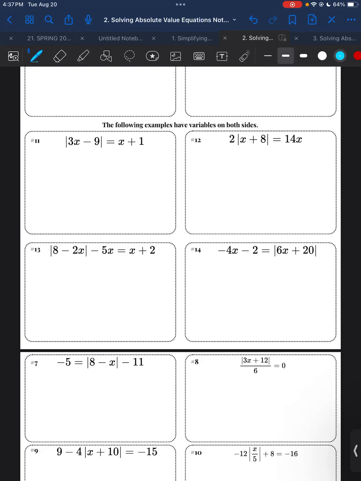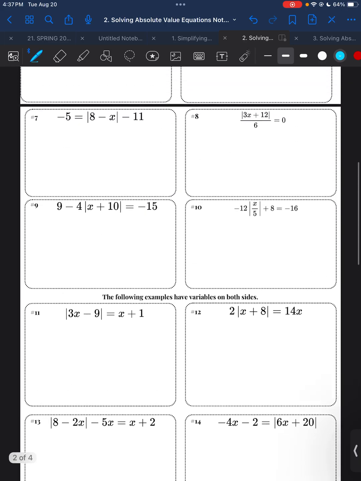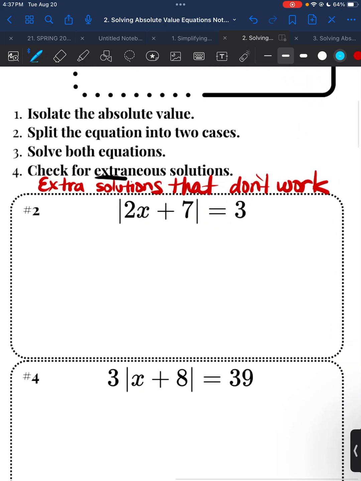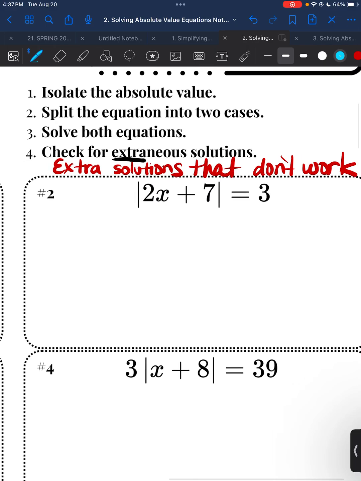For part 2 of solving absolute value equations, we're going to do the last 4 problems from the first set of notes. But real quick on the front, number 4, we talked about checking our answers, but it's even more important now that you check for extraneous solutions. So step number 4. Just think of the word extra. These are extra solutions that don't actually work.